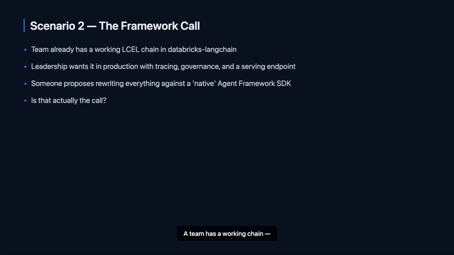Scenario 2. A team has a working chain, written with Databricks LangChain, composed with LCEL, tested in a notebook. Leadership wants it in production with tracing, governance, and a real serving endpoint. In the design review, someone proposes throwing the whole thing out and rewriting against what they call a native agent framework SDK. Is that actually the call here?